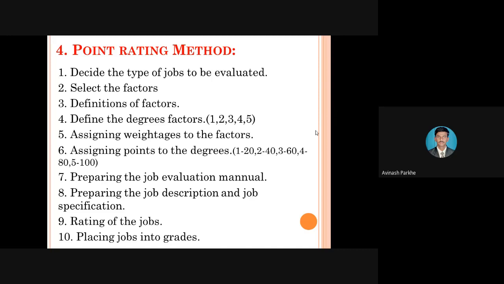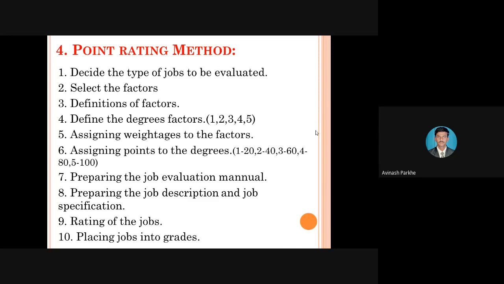So whatever procedure I have represented, what is the first step? Decide the type of jobs to be evaluated. First of all, we have to decide which jobs I have to go for the evaluation. That job will be evaluated first. Then select the factors on which the comparison will take place. I can take the education, the experience of the operator, the physical efforts, the responsibility of that particular worker, which type of material is used for the job, which types of equipment are used for manufacturing the job. All those factors will be considered, or selected, in the second step.